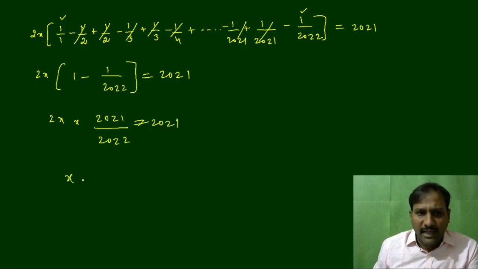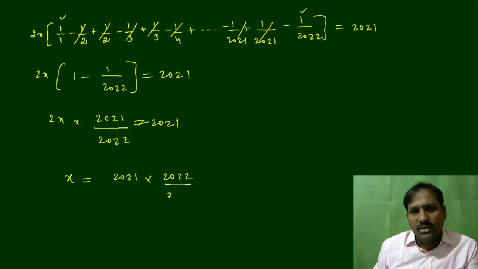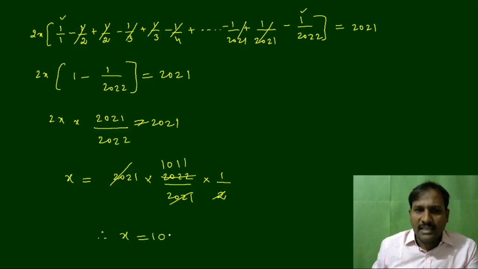If you simplify, x is equal to, sending all the other terms to the right side, 2022 by 2021 into 1 by 2. So this 2021 gets cancelled. 2 ones are 2, and 2022 by 2 is 1011. Therefore, the value of x is equal to 1011.